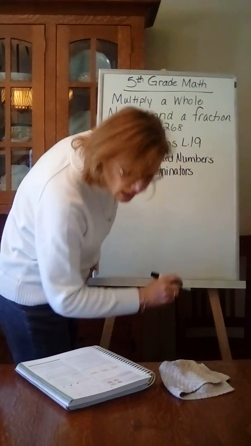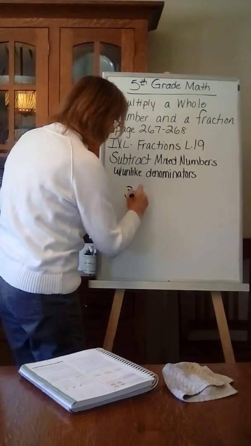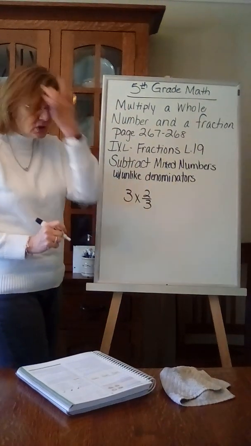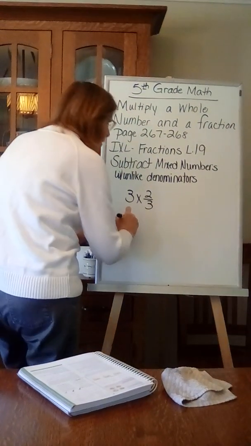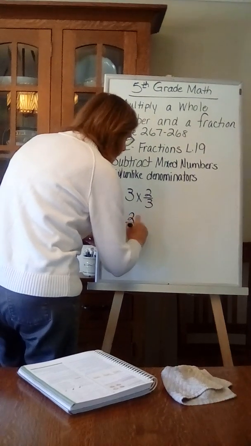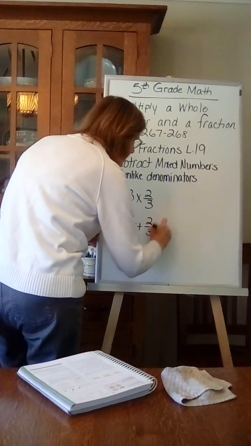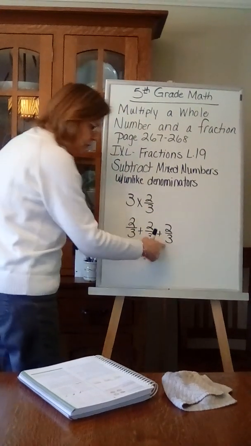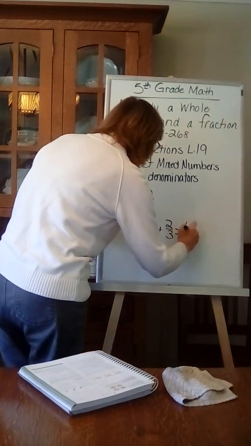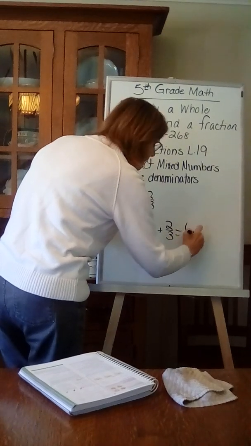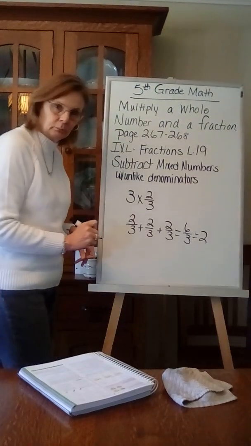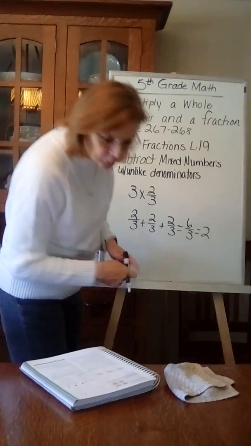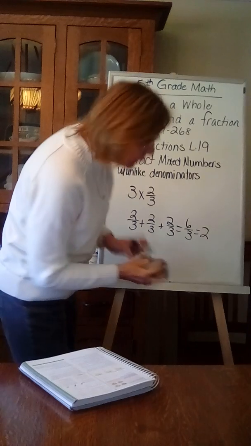And it says 3 times 2/3. Now in the first section, they want you to do the repeated addition. So you put 2/3 plus 2/3 plus 2/3. 3 times 1, 2, 3. 6 over 3 is 2. All right, I had to make that proper. It's an improper fraction. Look at number 3.